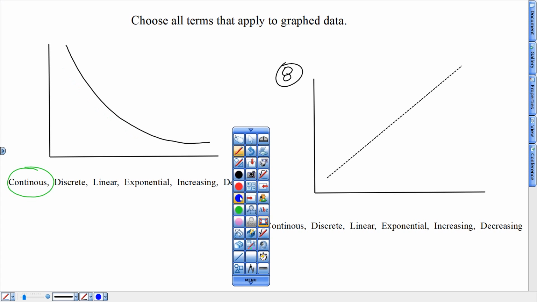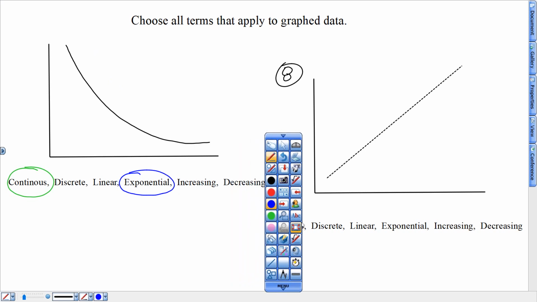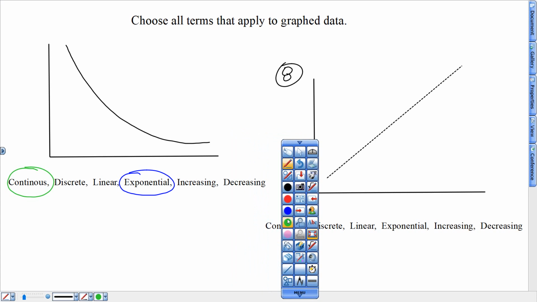Next category, straight, linear, or curved, exponential. This one's definitely curved, so this one would be exponential, curved. If it's straight, like an arrow, linear. And my next category, is it going uphill from left to right, or going downhill from left to right? Always measure from left to right. This one is definitely decreasing because it's going downhill. Always we measure from left to right.